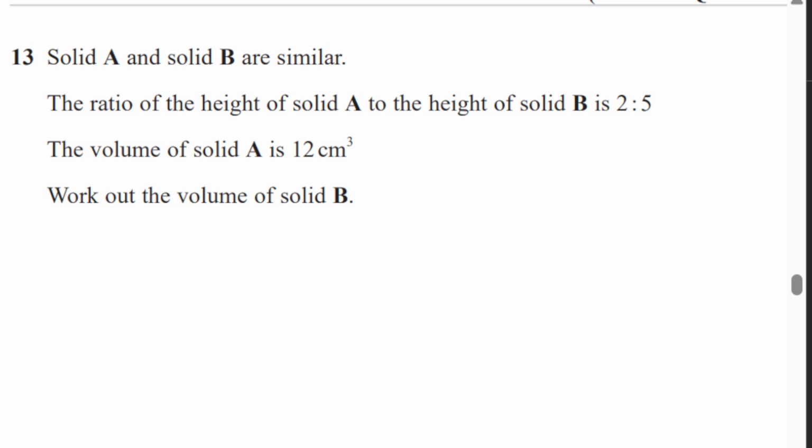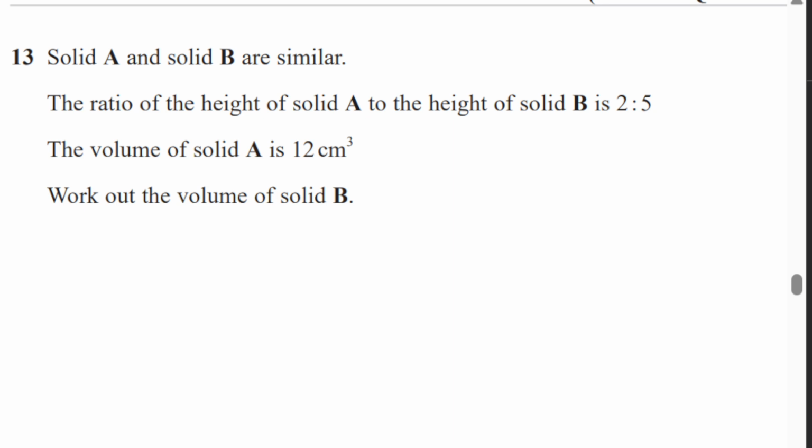Solid A and solid B are similar. The ratio of the height of solid A to the height of solid B is 2 to 5. The volume of solid A is 12 centimeters cubed. Work out the volume of solid B. You can pause the video and try it yourself.